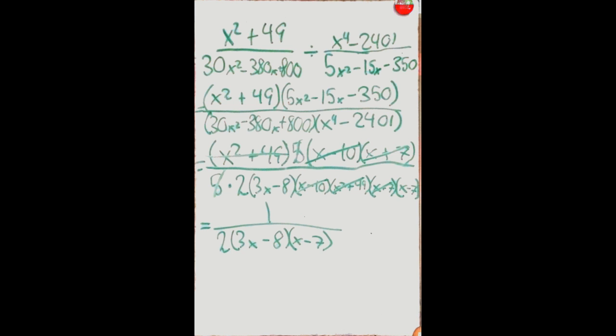Okay, now all we've got to do is cross out which ones are equal on top and on bottom. On top, does x squared plus 49 have an equal below? Yes, it does. Does 5 have one? Indeed. Does x minus 10 have one? Of course. Does x plus 7 have one? Yes. So after we cross all of that, on top it will be 1, because it cannot be 0. That's the remainder, what's left. And below is what wasn't crossed, so it's 1 over 2 times 3x minus 8 times x minus 7.